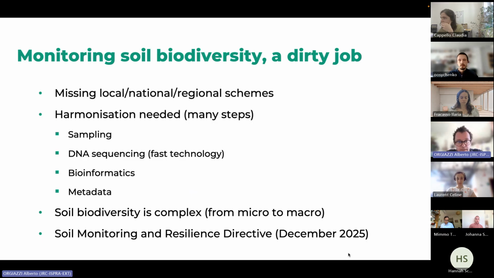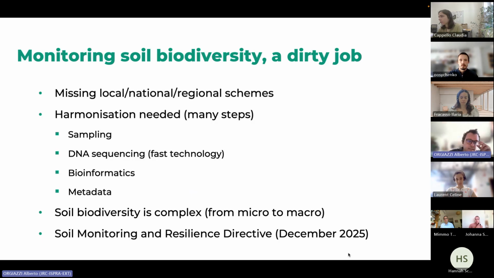We also have to remember that soil biodiversity is very complex. I showed you results on microbes, but soil biodiversity is not just microbes. There are many more organisms living in the soil. Most of them are still unknown, so it's impossible to monitor them.